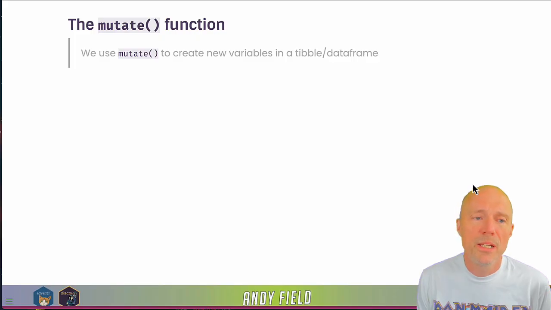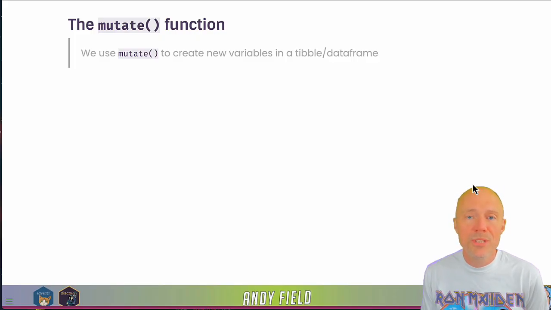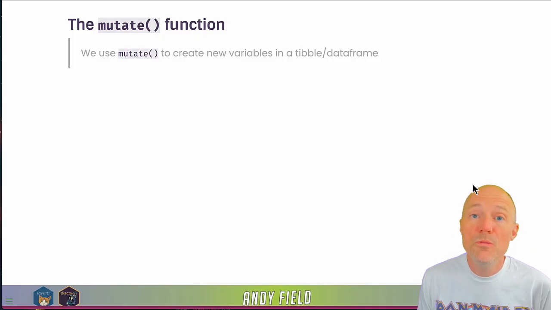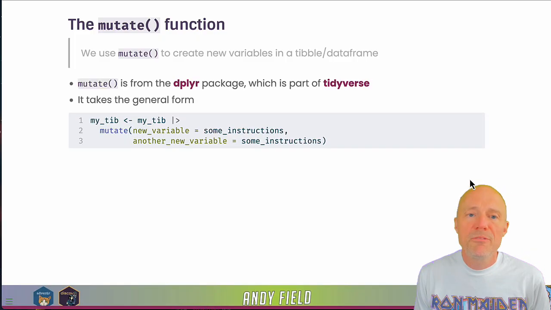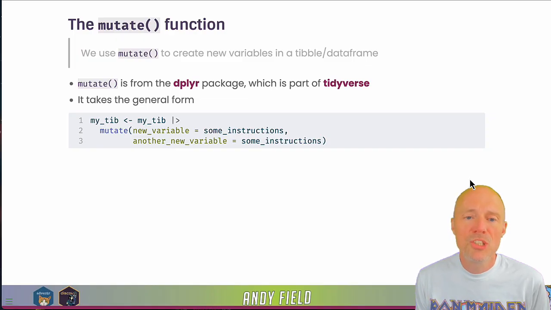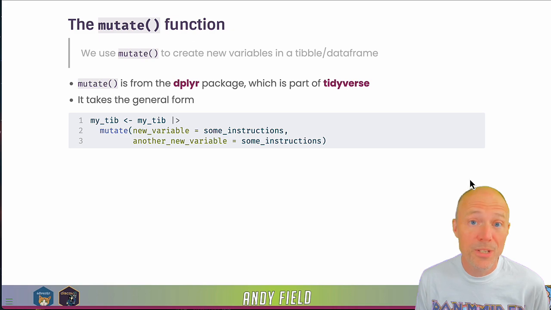Hi there, in this video we are going to have a quick look at the mutate function, and we use the mutate function to create new variables in a tibble or data frame in R. So the mutate function is from the dplyr package, which is part of the tidyverse. So if you've followed the setup videos and you've loaded the tidyverse at the beginning of your Quarto document, you are good to go with using mutate.